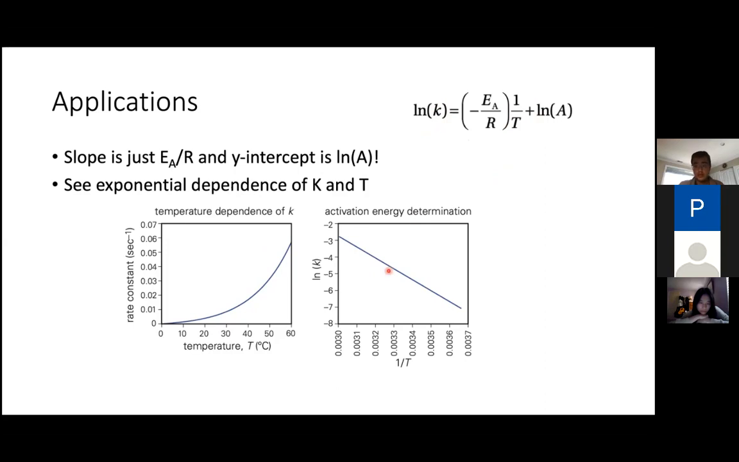But not only this, the y-intercept is the natural log of A. And by figuring out what A is, we can determine what fraction of the collisions are actually productive, because recall that A is simply K collision times the fraction of productive collisions. So again, this is a very useful equation in determining the various factors that govern a reaction.